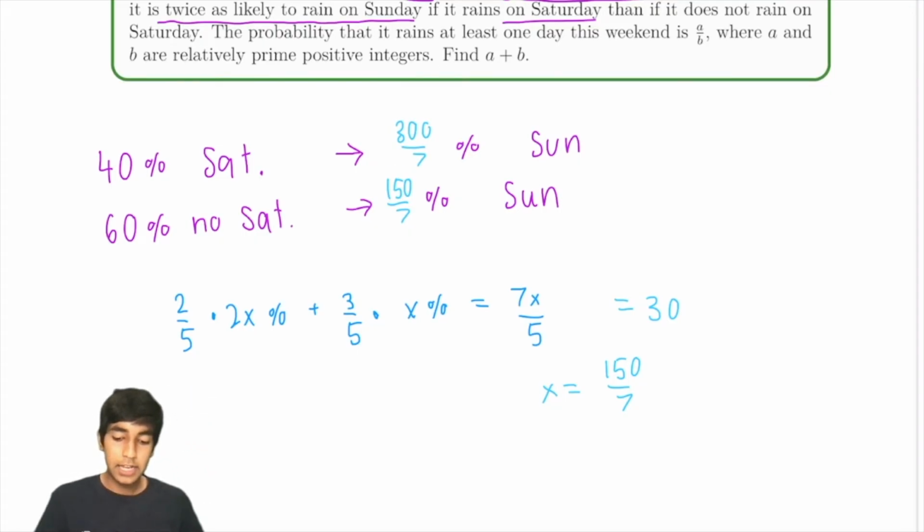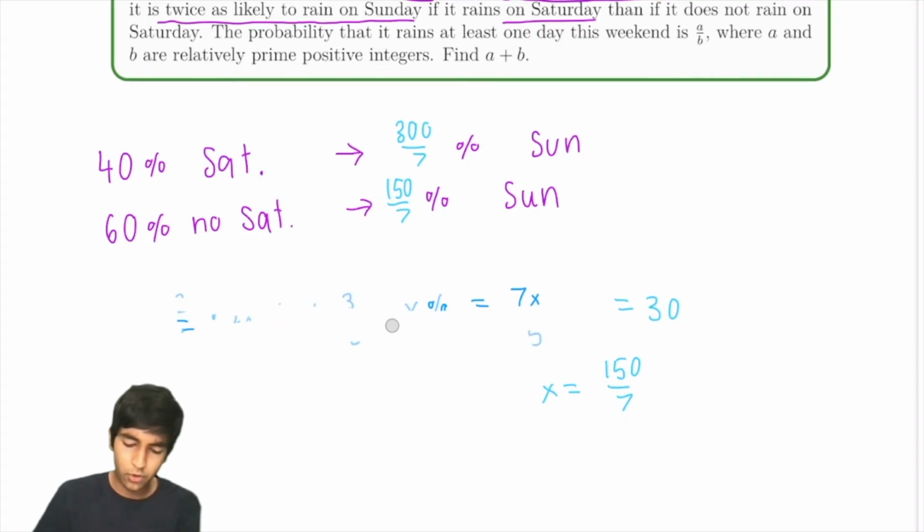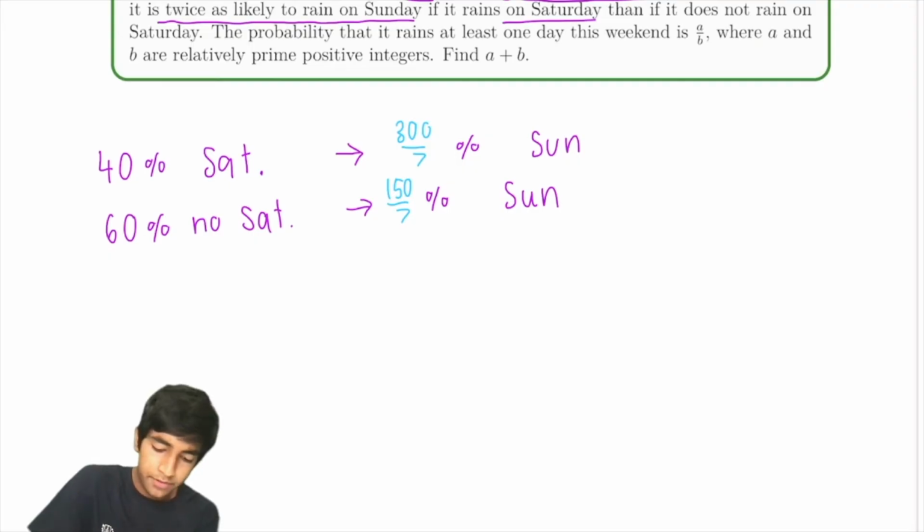So the probability it rains at least one day this weekend. At least one day this weekend. How should we do that? Okay, so it's asking for only at least one day this weekend, not in general. First of all, maybe we should not write 150 over 7 in percent form because we're going to have to deal with fractions anyway. So 150 over 7, let's convert it out of percentage.